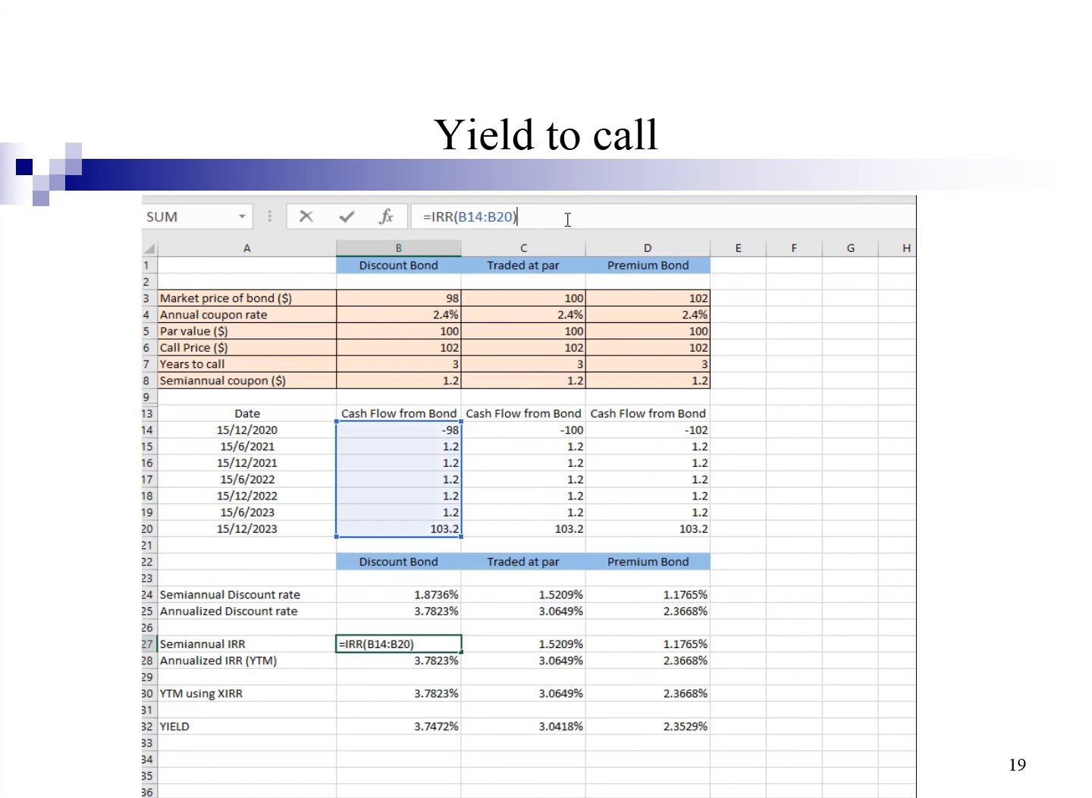Here is how we use the IRR function. And here is how we use the XIRR function. You can refer to the highlighted cell. To use the YIELD function, take note that the maturity date is adjusted to the call date. The future value is the call price. And this set of answers is the final answer. I hope this will motivate you to try on your own.